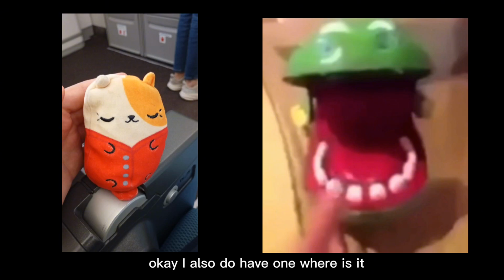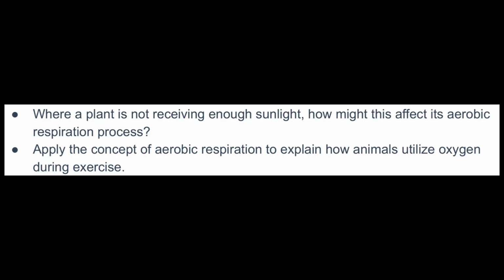I also do have one. Where a plant is not receiving enough sunlight, how might this affect its aerobic respiration process?